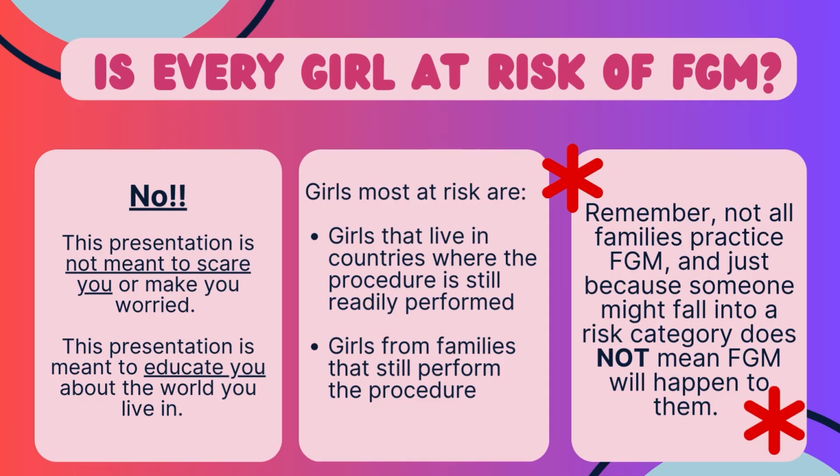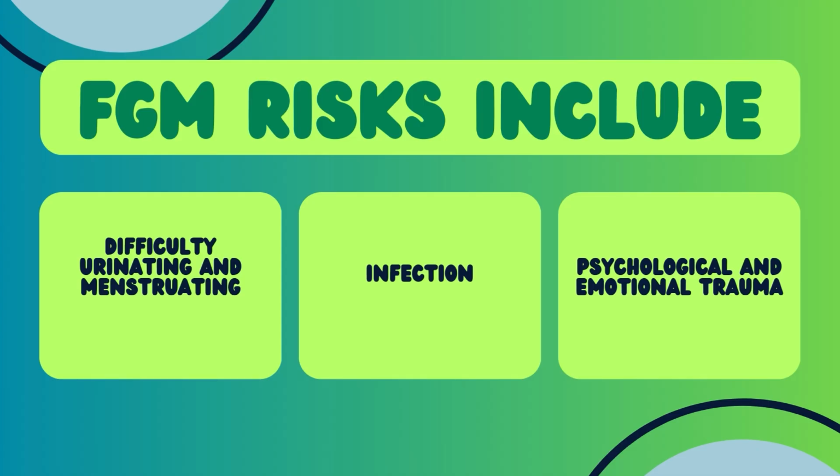Girls most at risk are girls that live in countries where the procedure is still readily performed, and girls from families that still perform the procedure. Remember, not all families practice FGM, and just because someone might fall into a risk category does not mean FGM will happen to them. FGM has long-lasting risks including difficulty urinating and menstruating, infection, and psychological and emotional trauma.